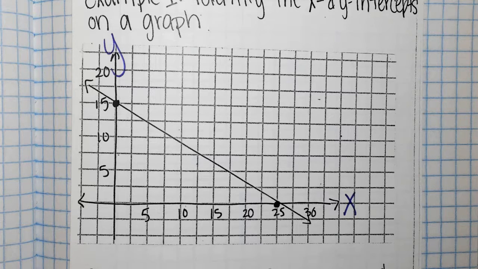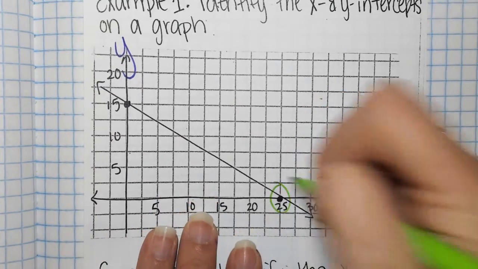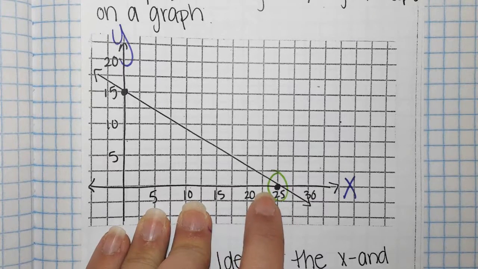Alright, now, it says identify the x-intercepts and the y-intercepts on the graph. So our x-intercept crosses the x-axis. So where is the x-intercept? At the 25, right here? So, what is this coordinate?